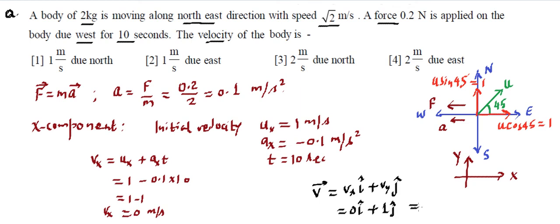So our final answer came out to be that the velocity after 10 seconds is going to be 1 j cap meter per second. Now it talks about both magnitude as well as direction. How much is the magnitude? 1 meter per second. And in which direction is it moving? Plus j cap, and this plus j cap indicates the north direction. So our answer will be 1 meter per second towards north, or due north. We will mark it as 1 meter per second due north.